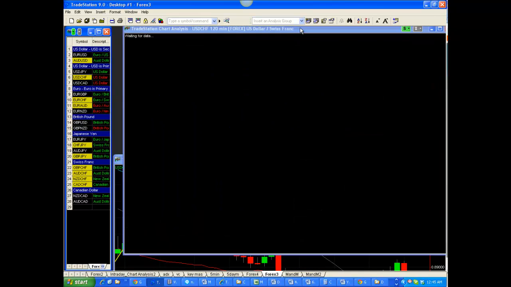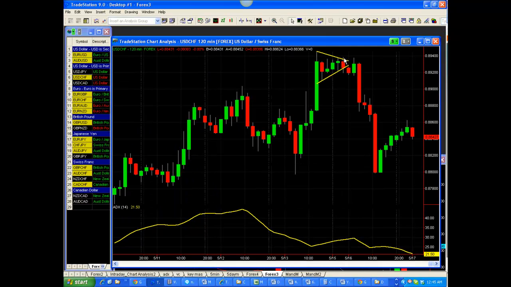Same thing with the Swiss franc. The Swiss franc had a little bit of a break and then just totally lost it. It looks now like it could be setting up for a potential retest of those lows, but notice the low ADX could very easily just chop around and continue to form a range.